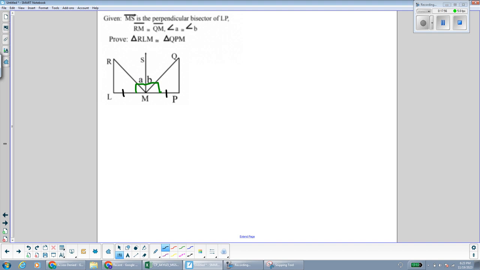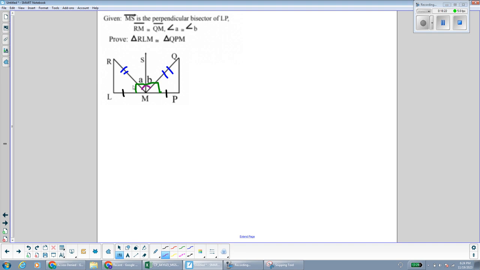We're also given the information from our givens that RM is congruent to QM and that angle A is congruent to angle B. So let's take a look at what we have in the two triangles. We have a side, LM and MP. We have another side, RM and QM. But that's all we have.